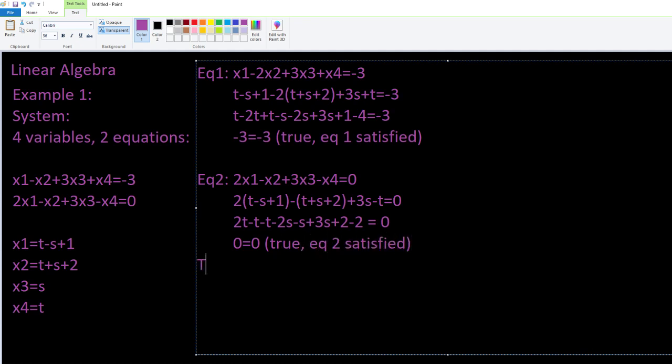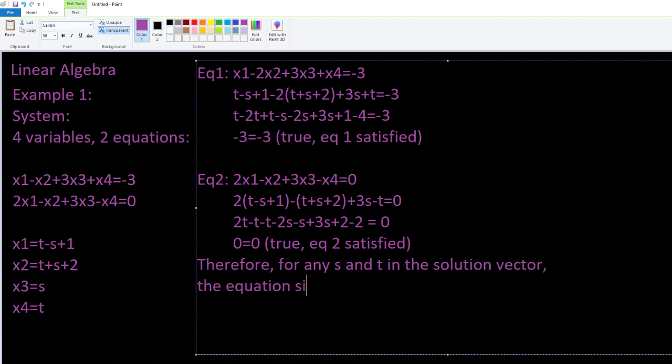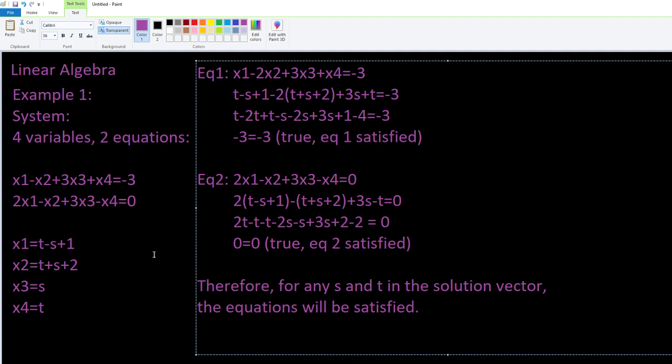So here you can say, therefore, for any s and t in the solution vector, the equations will be satisfied. What this just teased out of the system of equations is that you have these two parameters that can be anything, and you have these two equations that are satisfied. So whatever these parameters are, the equations will be satisfied. So there you go.